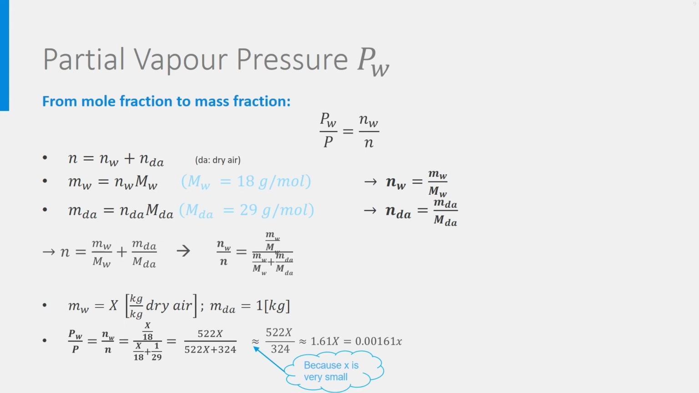You can check in the Mollier diagram that this equation has been used. The advantage of this equation is that you can calculate the partial water vapor pressure for any total pressure P, while in the Mollier diagram it is only drawn for the atmospheric pressure at sea level, which is 101 kilopascal.